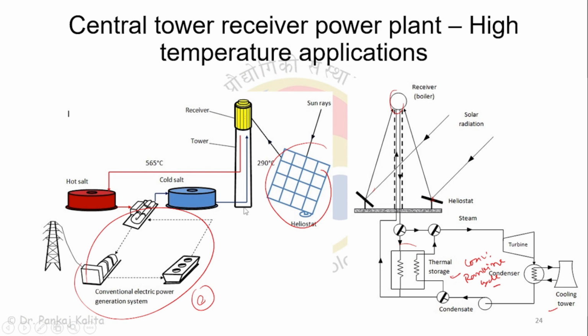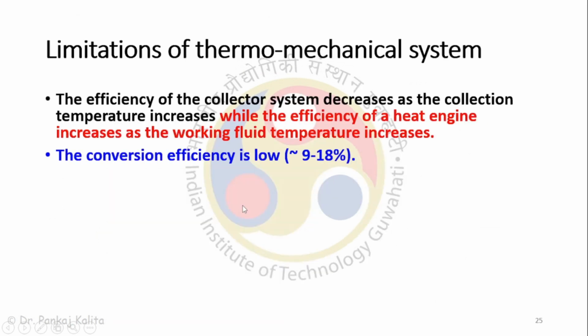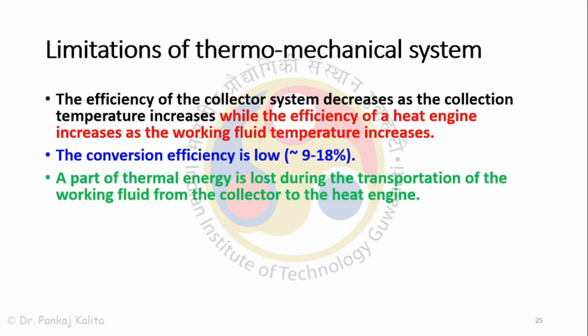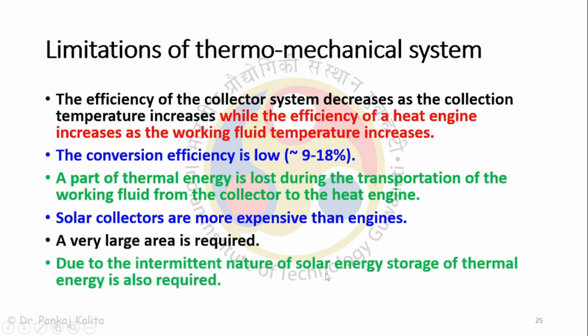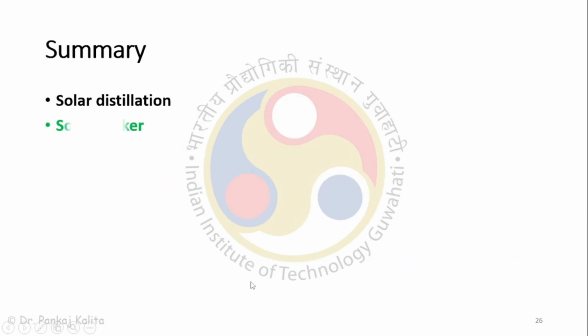These are the limitations of a thermomechanical system. Conversion efficiency is very low, 9 to 18%. Solar collectors are more expensive than engines. A part of the thermal energy is lost, and a very large area is required due to the intermittent nature. Storage of thermal energy is also required. So these are the applications.